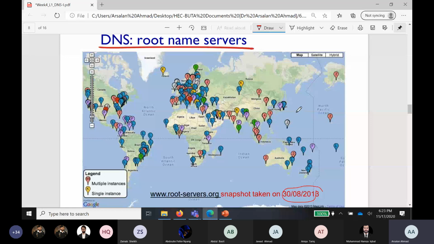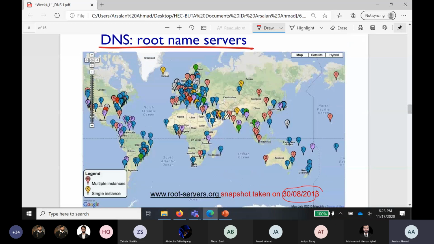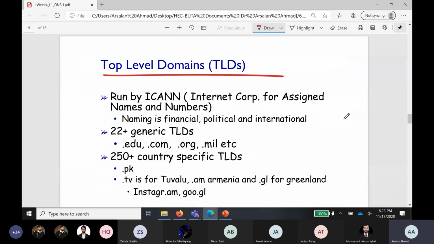Okay, so this is it. It's a pictorial representation of multiple instances of the root name server. If we think that it's a single name server, it's not actually like that. These are the same replicas, same copies of the same database, but replicated around. So the user from anywhere around the globe will query the closest root name server to them, and then they will get their answer.